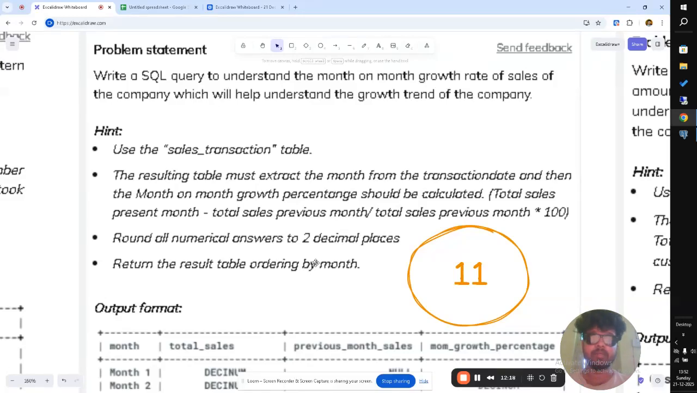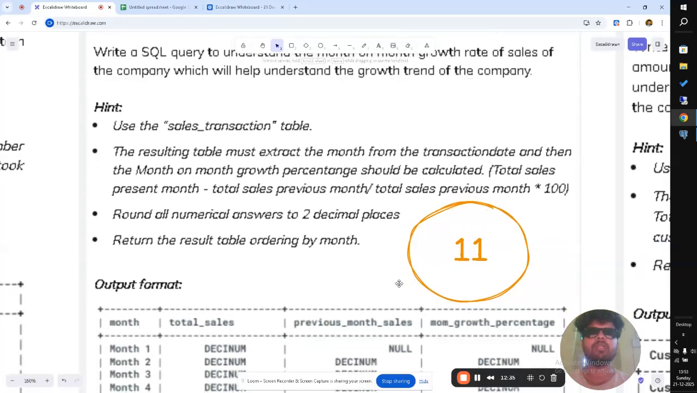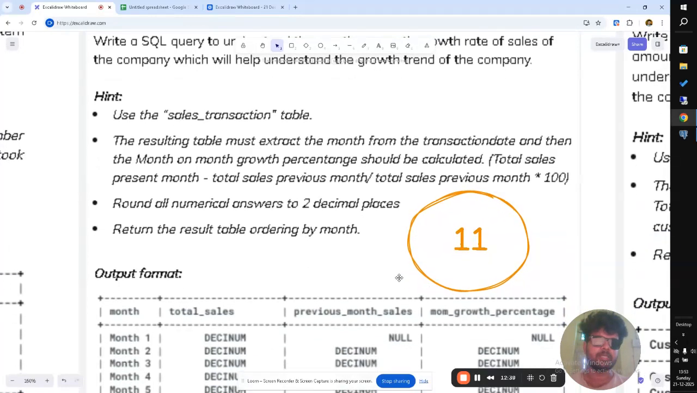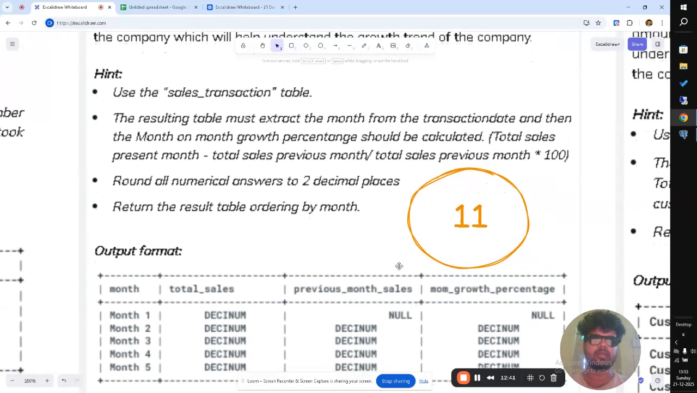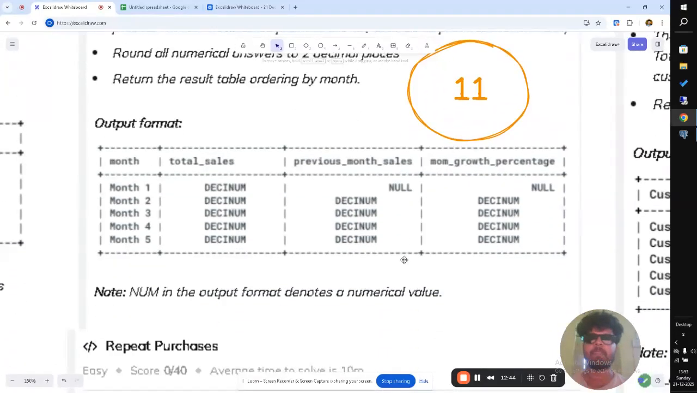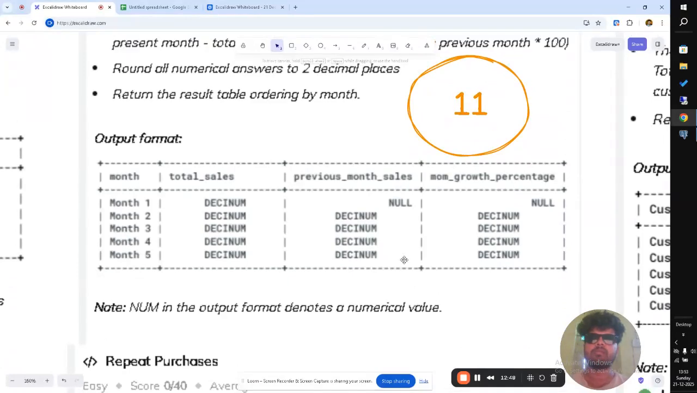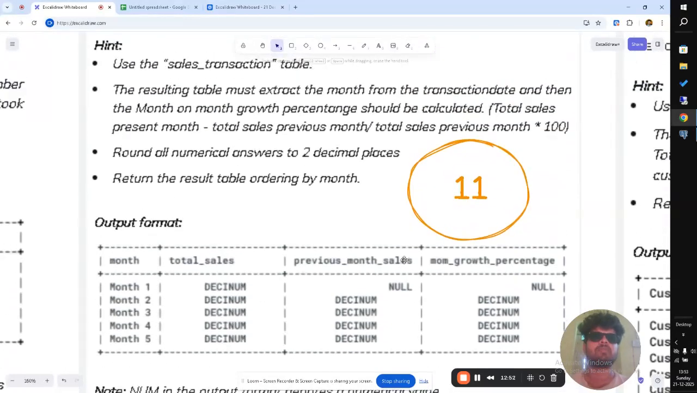Again, we need to use the sales transaction table. The resulting table must extract the month from the transaction date, and then the month-on-month growth rate percentage should be calculated. Round all the numerical answers to two decimal places. Return the result table ordering by month.